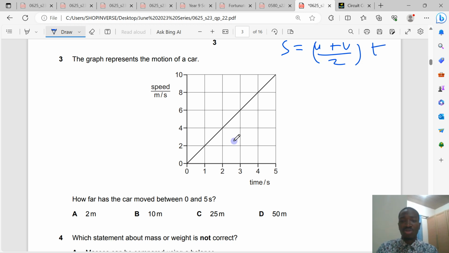Any of these two you do will give you the correct answer. Initial velocity is 0, final velocity is 10, and the time taken is 5. So if you use this formula, you get the correct answer.